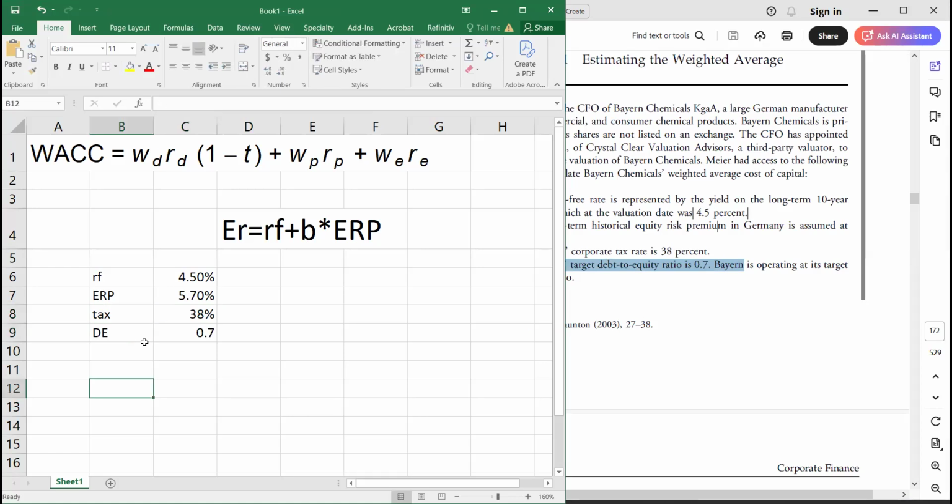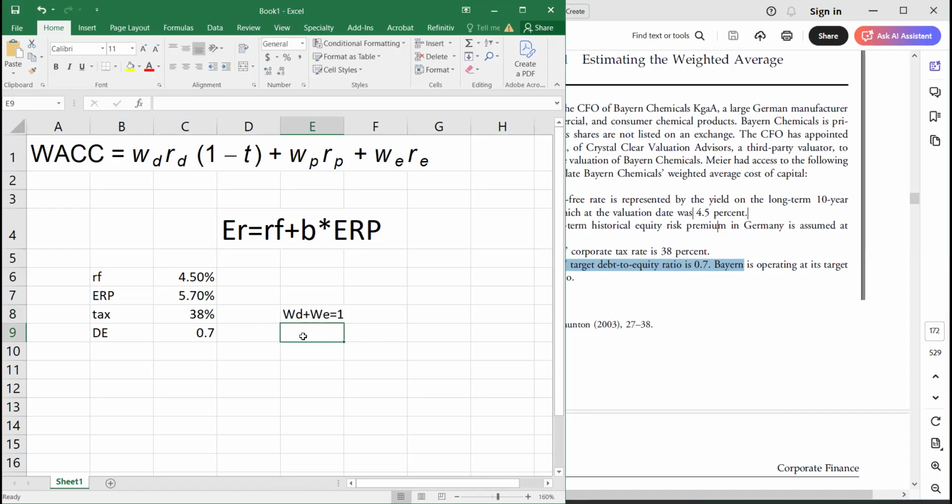By the way, do you know how to calculate the proportions if only the debt equity ratio is given? How to calculate the proportion of debt and the proportion of equity? Do you have any idea of it? Okay, we know that the proportion of debt plus the proportion of equity will be equal to 1. That's what we know. Like, it's 100%.